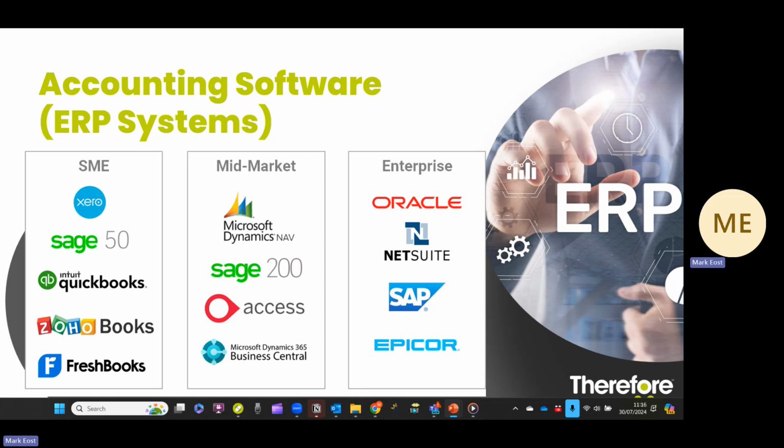In the mid-market, we tend to see Microsoft Business Central, Sage 200, and products like Access are quite popular. And then, of course, when we move across to large enterprise, often we'll see products like SAP, NetSuite, and Oracle. But fundamentally, they all do the same thing. They record transactions for sales and purchases. Often they do more functionality as well, but the primary root of their function is to manage the transactions for sales and purchases.